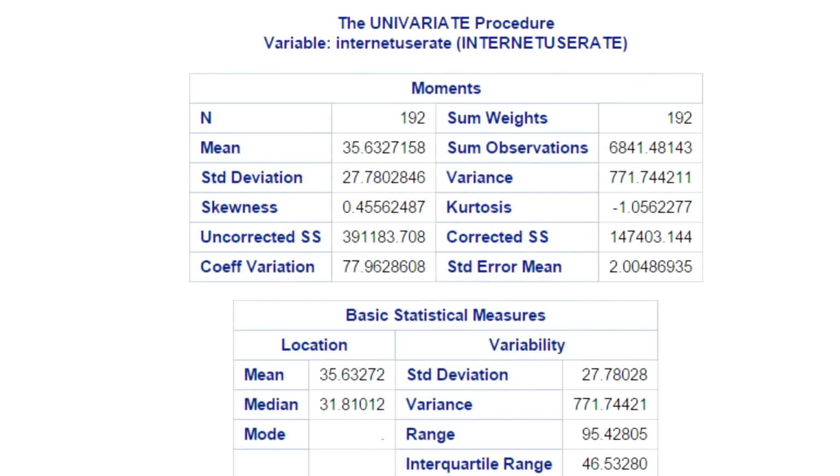For internet use rate, on average, about 35.6% of the population across these individual countries has access to the World Wide Web. Again, with a standard deviation of 27.8, there seems to be quite a bit of variability from country to country. But is there a relationship between these two variables?